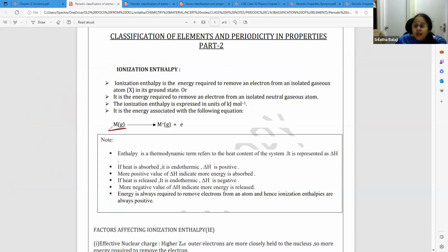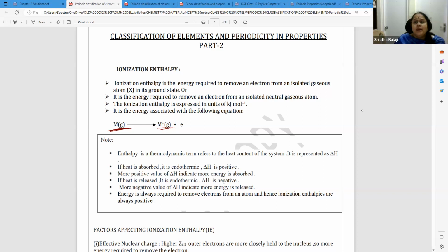So a neutral gaseous atom is converted to what? A monopositive gaseous ion. Can you see that? So you call this ionization enthalpy. Clear? Is that clear, students?